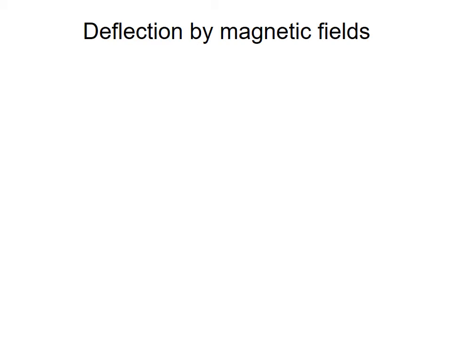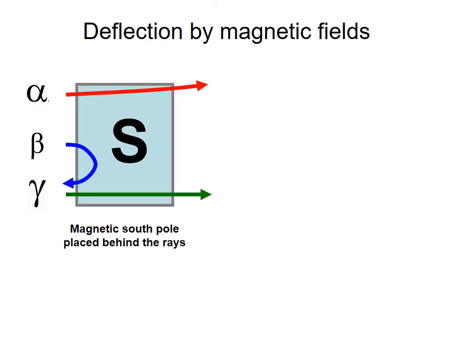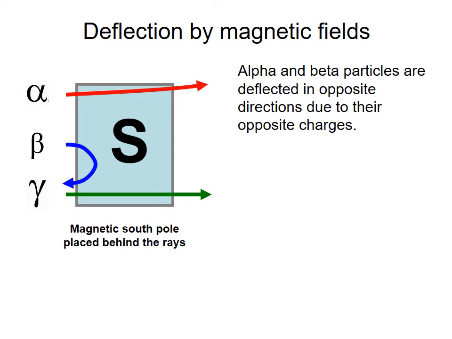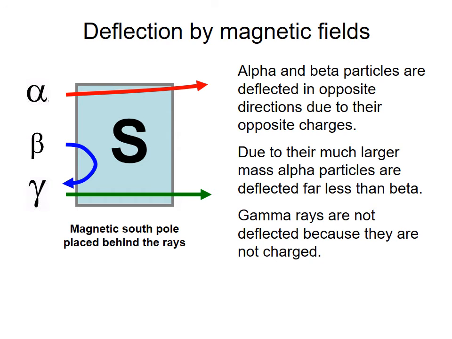The deflection by magnetic fields also occurs. An alpha particle in a magnetic field is going to go a little bit up. So why is this happening? Well, alpha and beta particles are deflected in opposite directions because of their charges. Alpha is positive, so it's going to deflect up, whereas the beta particle is going to go down because it is negatively charged. The gamma radiation hasn't got any charge, so it's just going to go straight through a magnetic field. And because the alpha particle is much larger, it's deflected far less than the beta because of the size. Again, no charge for the gamma, so it goes straight through.